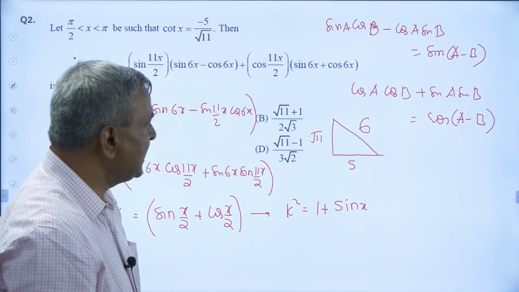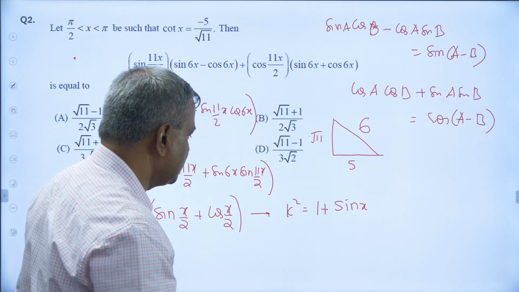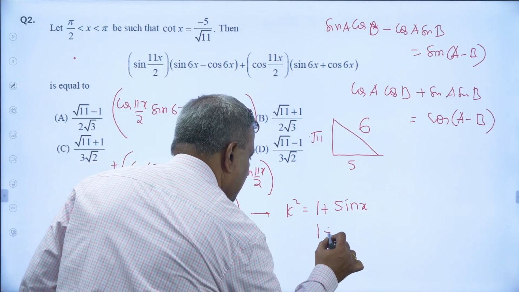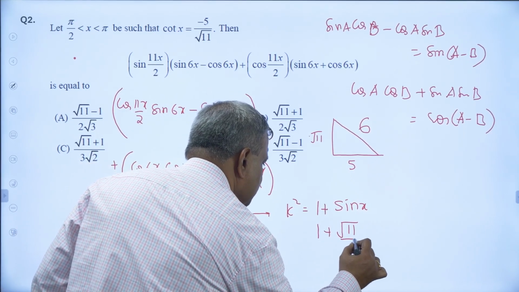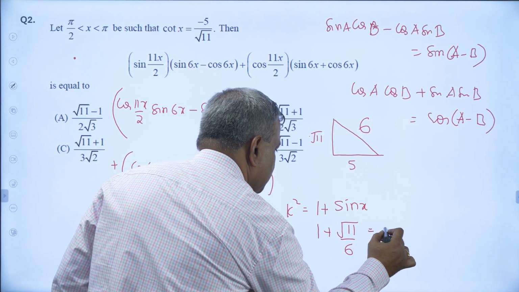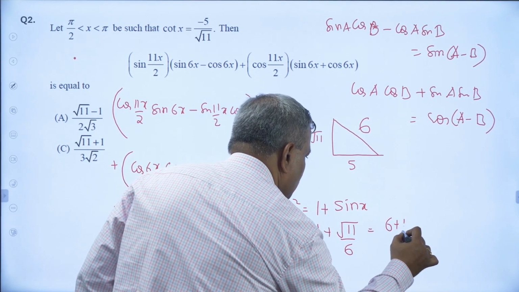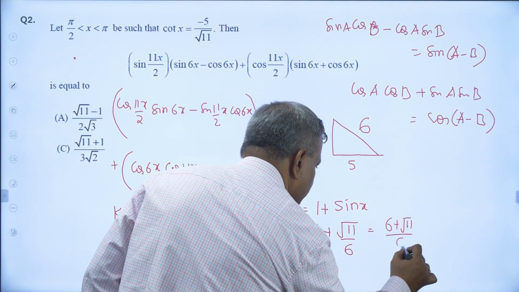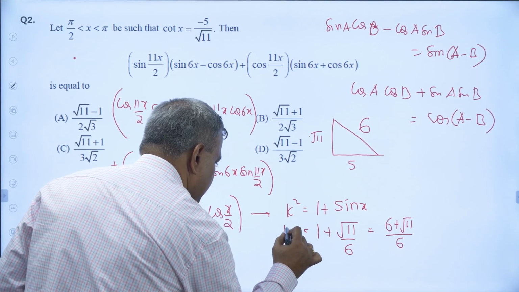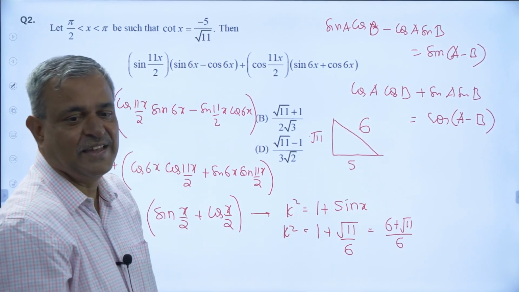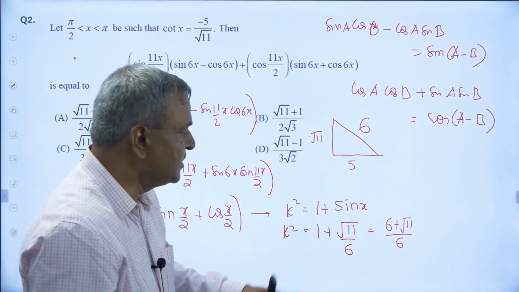What is the sin then? Root 11 by 6. This will give you 1 plus root 11 by 6, which can be written as 6 plus root 11 by 6, equal to k square. Now, how to find k? This is the only tricky part in this question.